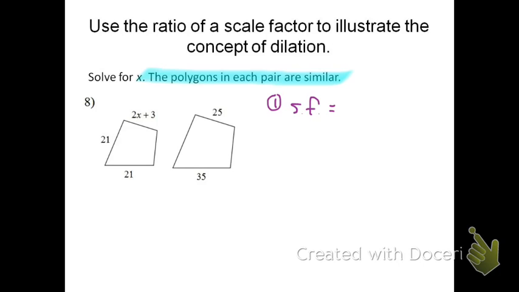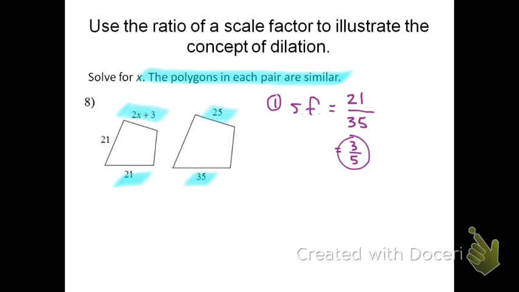Okay, well, looking at this, because the top side is 2x plus 3, we can't compare the 2x plus 3 and the 25 yet. So we'll focus on the bottom sides, the 21 and the 35. So let's take 21 divided by 35. And again, if you know your football scores, both of these are divisible by 7. 21 divided by 7 is 3, and 35 divided by 7 is 5. So there's our scale factor.